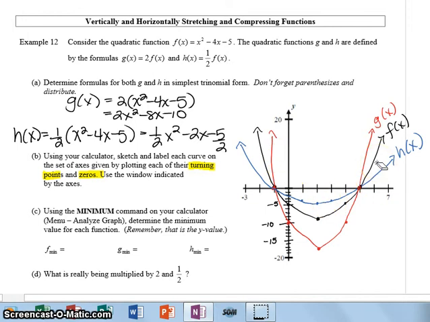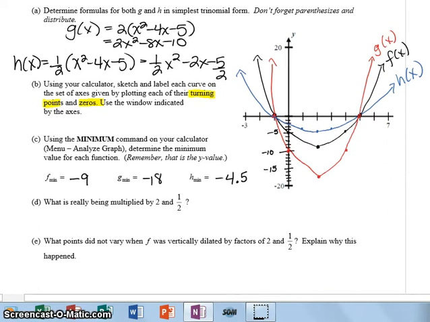Part C, using the minimum command on your calculator, determine the minimum. So this one falls at, sorry guys, this one's at -9, this one's at -18, and this one's at -4.5. And again, I use that to actually graph them to get my turning points.